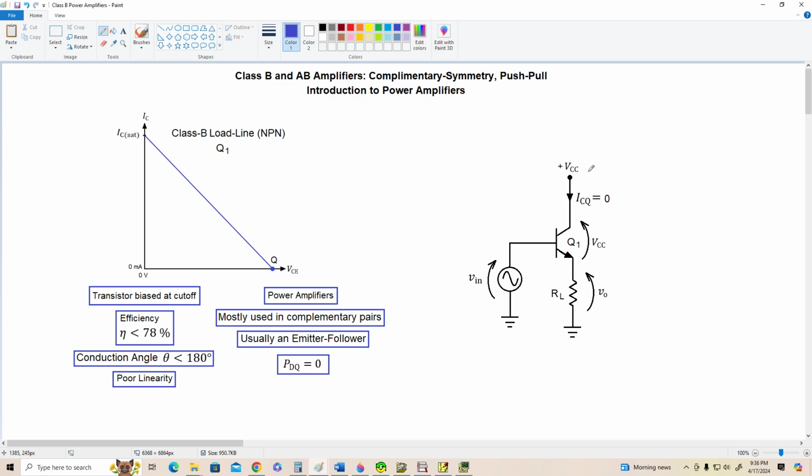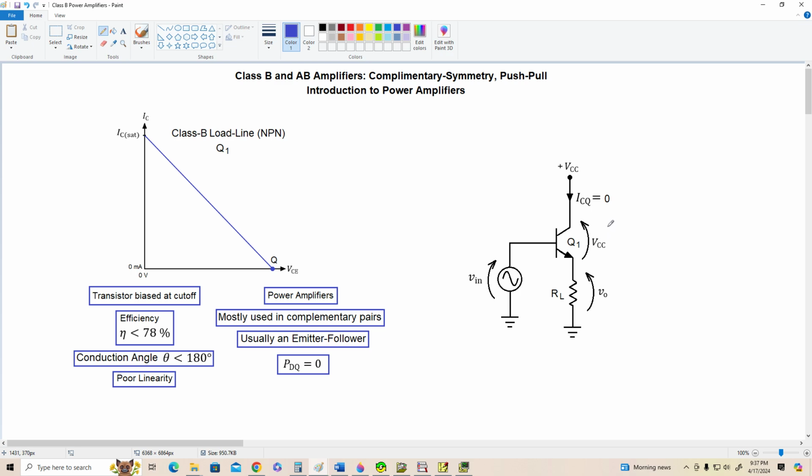So if we look at this circuit over here on the right, with no signal applied because there is nothing connected to the base, the transistor is in cutoff. ICQ equals 0, VCEQ equals the maximum VCC, and PDQ, the power dissipation at the Q point, is 0. Now that's a good thing, because when we're not applying a signal, the transistor is not dissipating any power, and that contributes to the greater efficiency of this circuit. But it does have some problems.